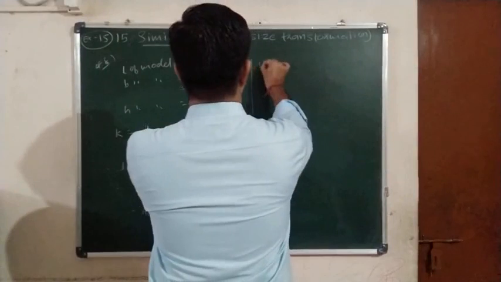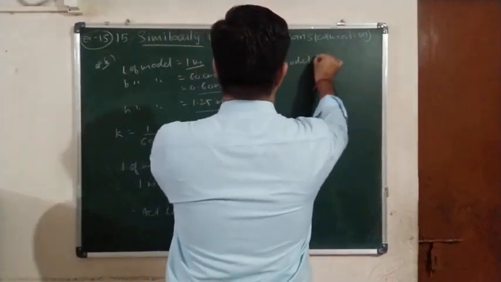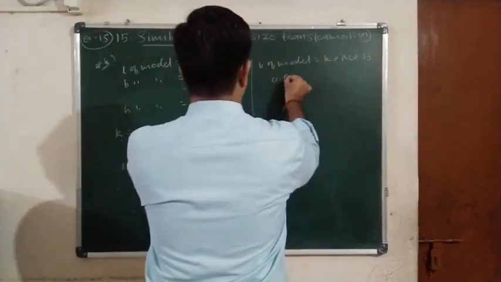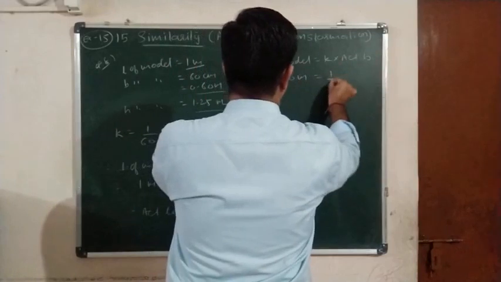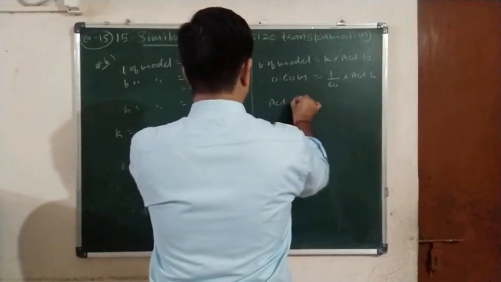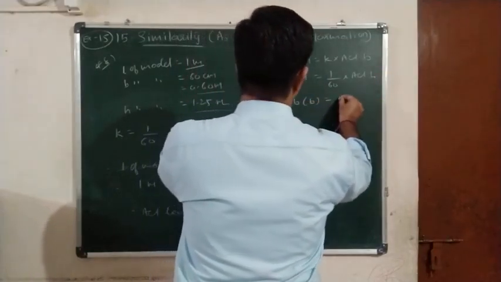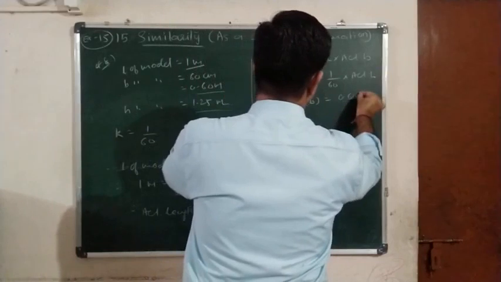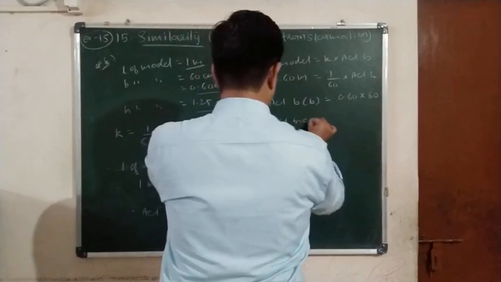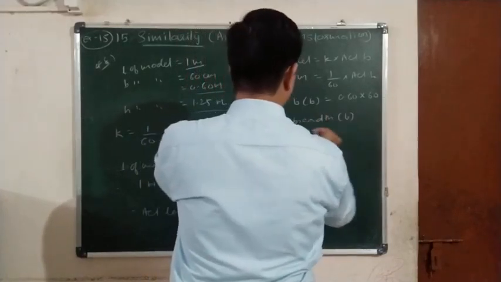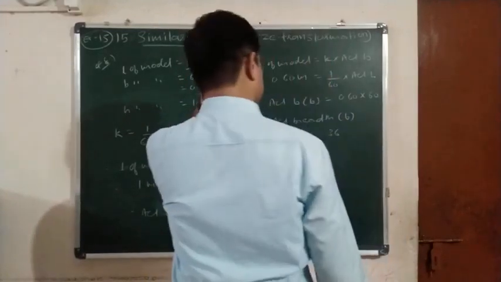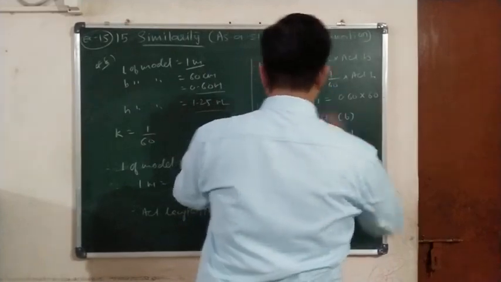Now breadth of model is equal to K into actual breadth. So breadth is 0.60 meter, 1 upon 60 into actual breadth, and therefore actual breadth B is equal to 0.60 into 60. Therefore actual breadth B is 36, yes or no? 36 meters. Clear?